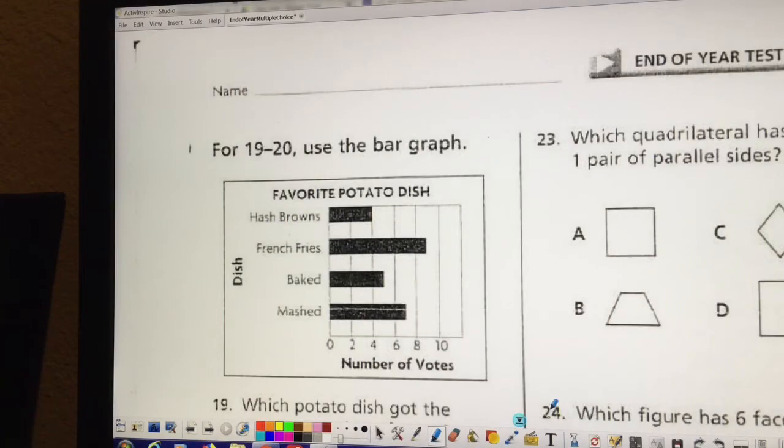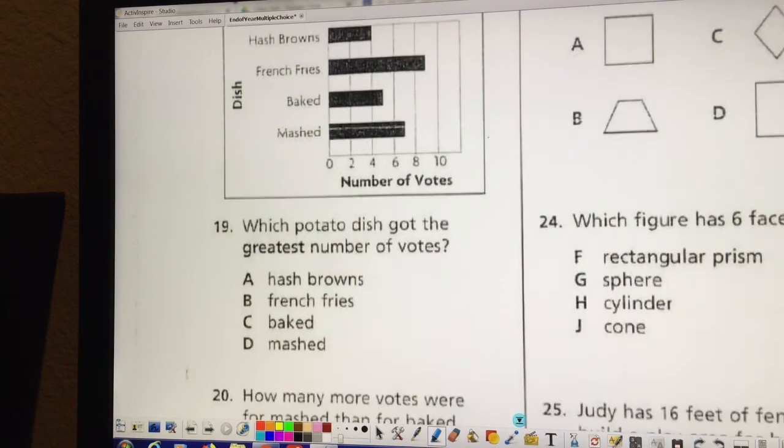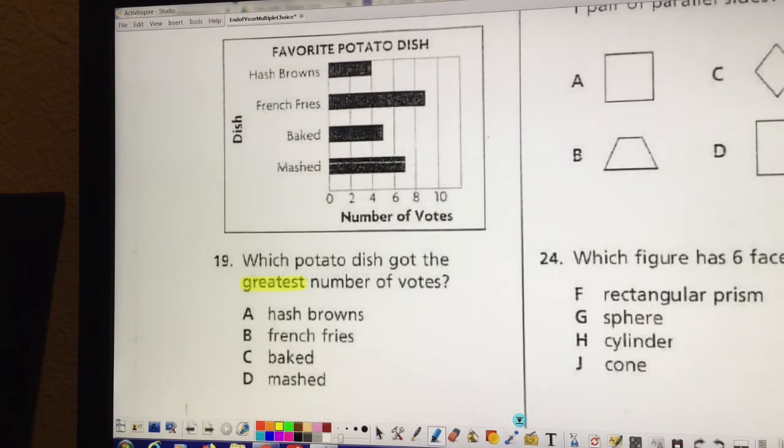Okay, so for 19 and 20, we're going to use this bar graph. Okay, so favorite potato dish. Oh, now this is going to make me hungry. Is it hash browns, french fries, baked, or mashed? Okay, and your number of votes are 0, 2, 4, 6, 8, and 10. Now remember, if you have a bar graph that's in between 4 and 6, think about how many votes that would be. So for number 19, which potato dish got the greatest number of votes? Hash browns, french fries, baked, or mashed? We're looking for the greatest number.